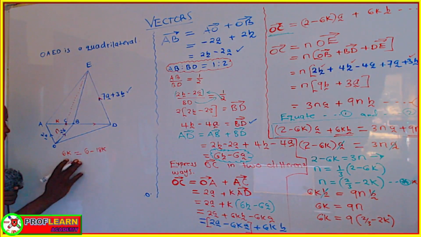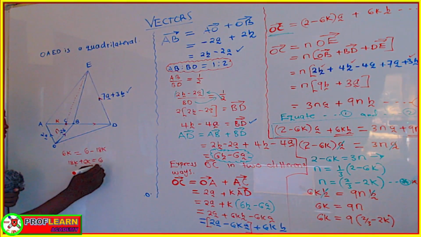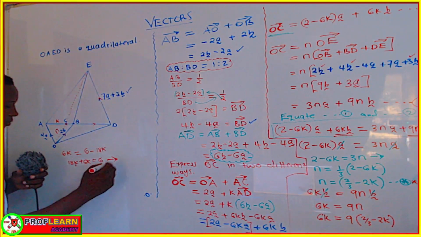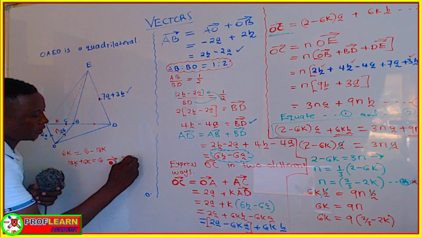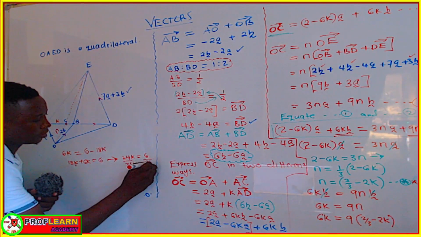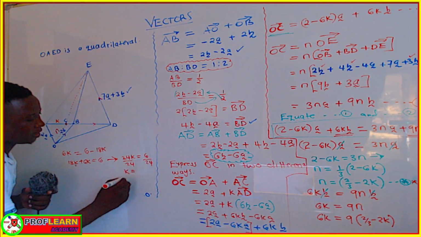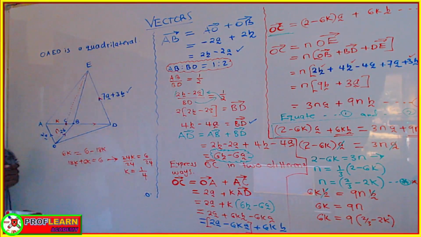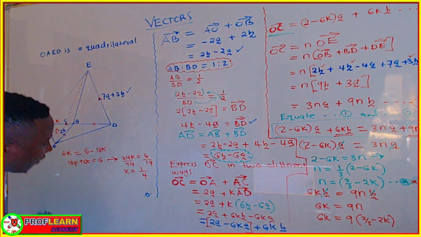18k plus 6k equals 6, which implies 24k equals 6. Divide by 24 on both sides. Our k is going to be equivalent to 1 over 4. K is 1 over 4.